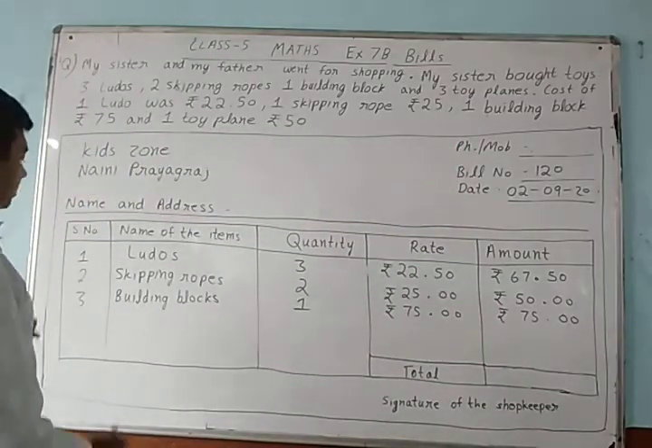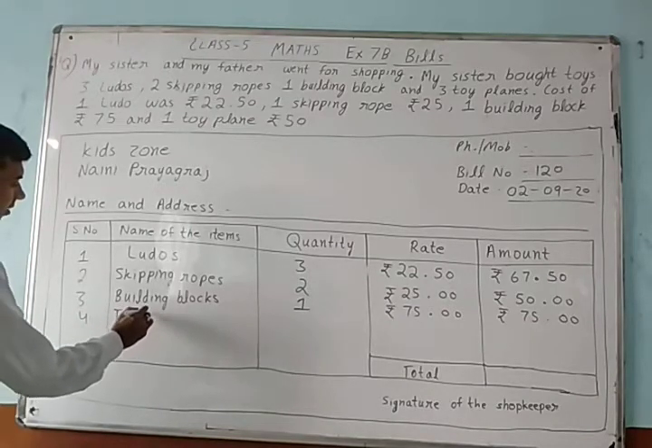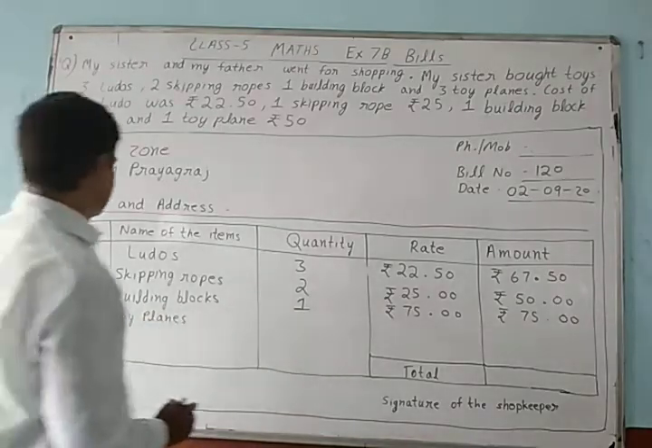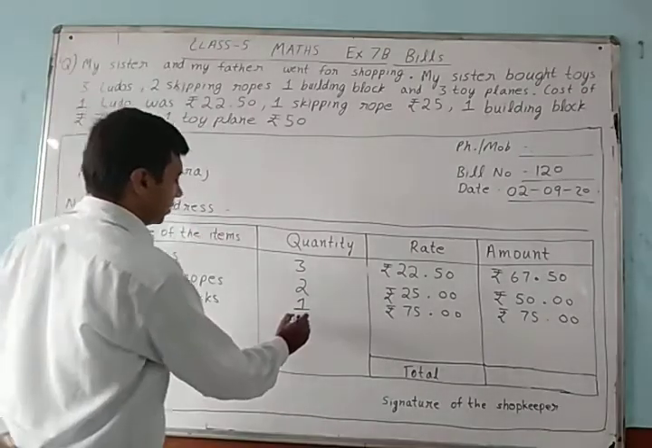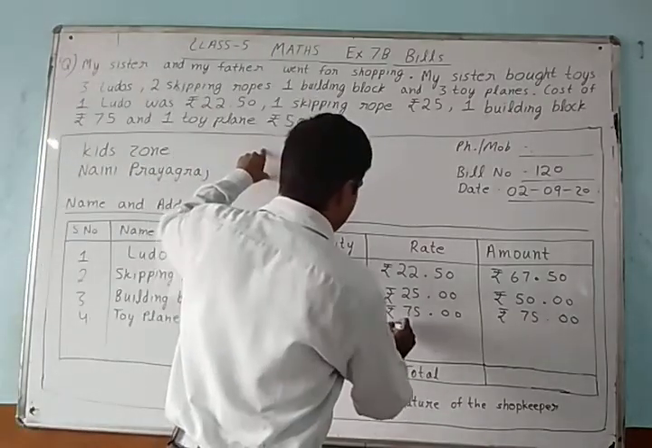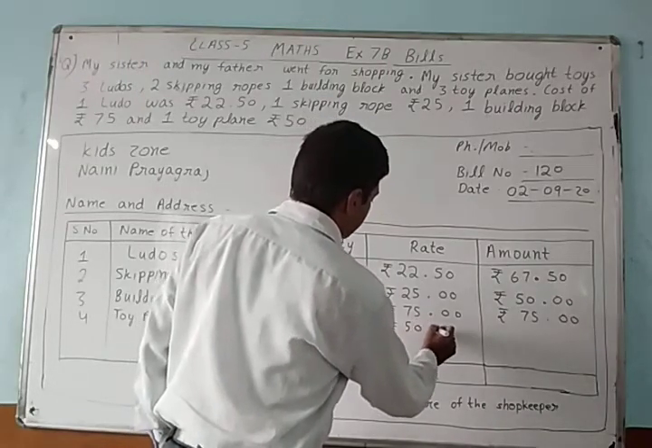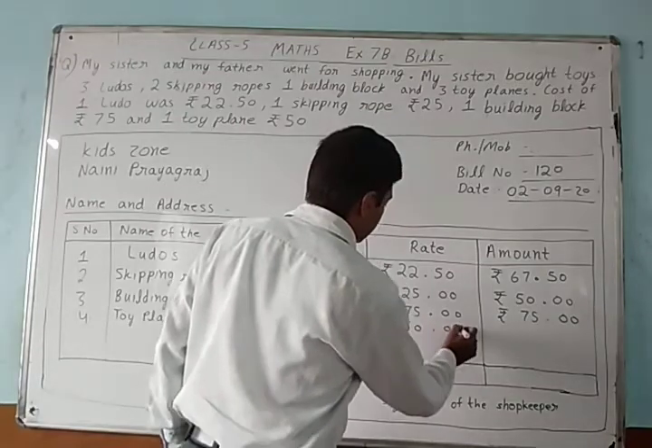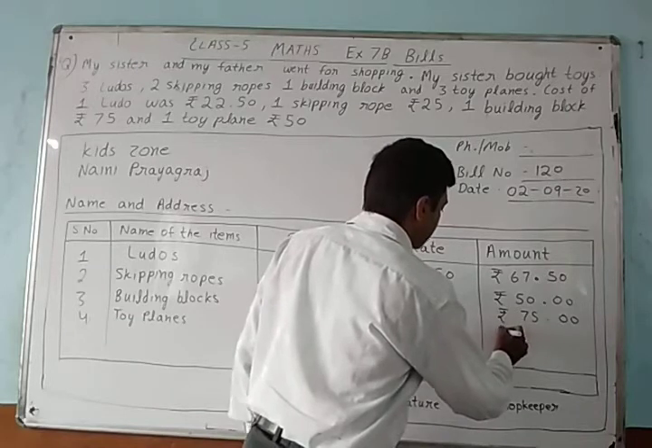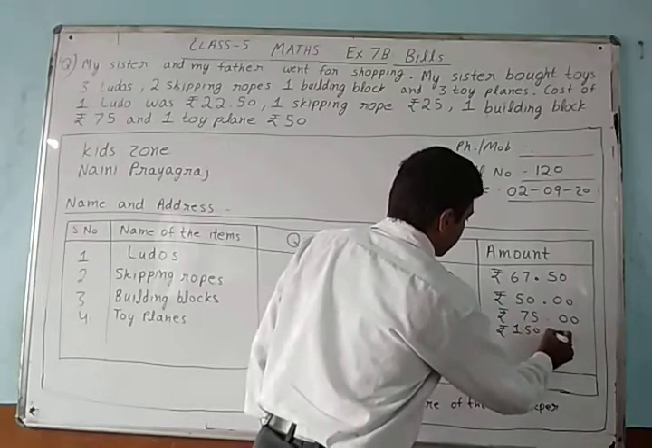Now toy planes, the fourth item. How many toy planes? 3 toy planes. Cost of one toy plane, rupees 50. So students, 50 into 3 is 150 rupees.